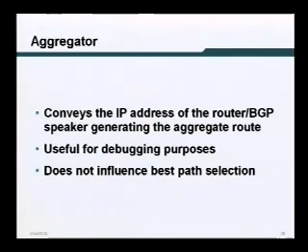Aggregator, it conveys the IP address of the router or BGP speaker generating the aggregate route. So it's actually very useful for debugging purposes because you can actually see where the aggregate was generated, well, the IP address of the router that generated it. But apart from that, not a great deal of use that I've seen. I mean, it's not used in the path selection process, simply used for providing information.